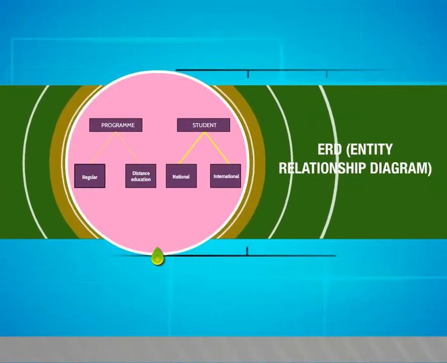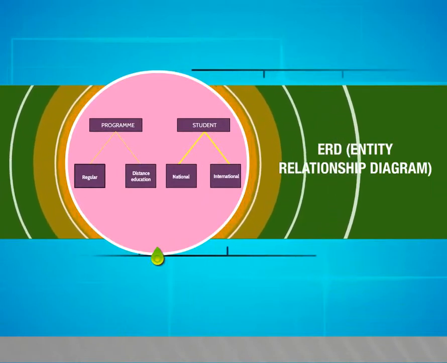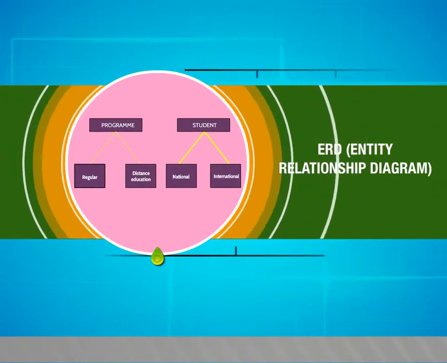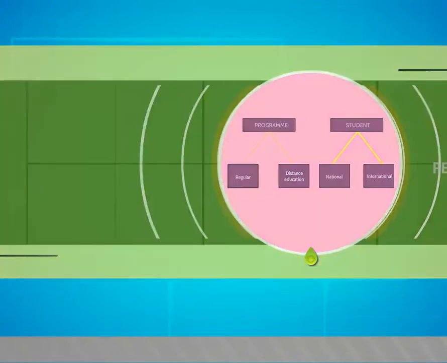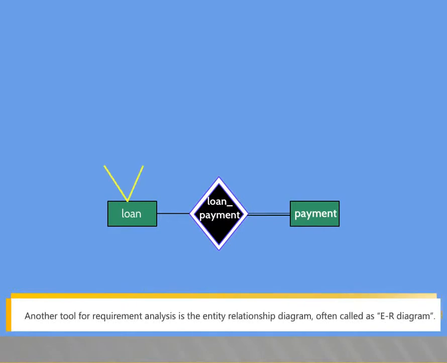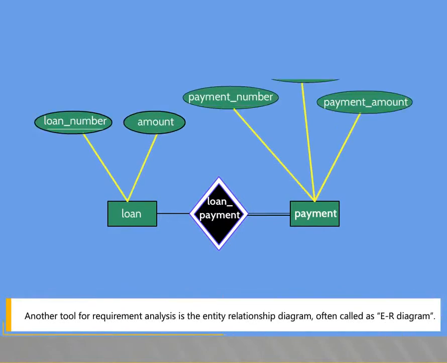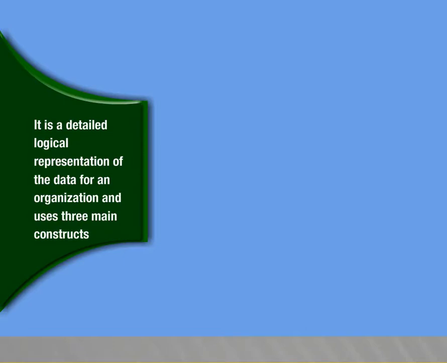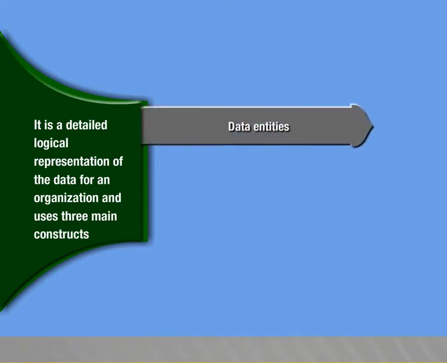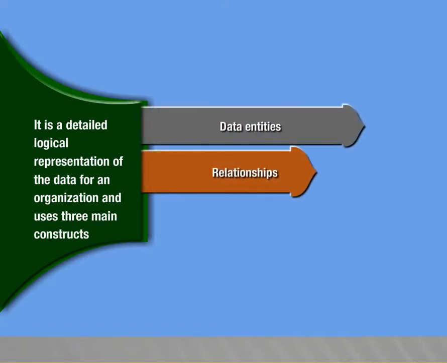ERD, Entity Relationship Diagram. In this video, we are going to see about ERD, that is Entity Relationship Diagram. Another tool for requirement analysis is the Entity Relationship Diagram, often called ER diagram. It is a detailed logical representation of the data for an organization and uses three main constructs, that is, data entities, relationships, and their associated attributes.